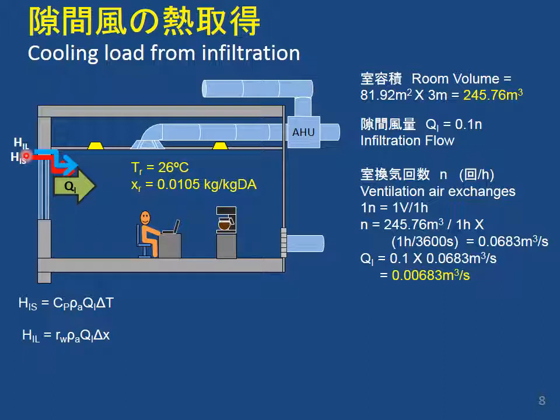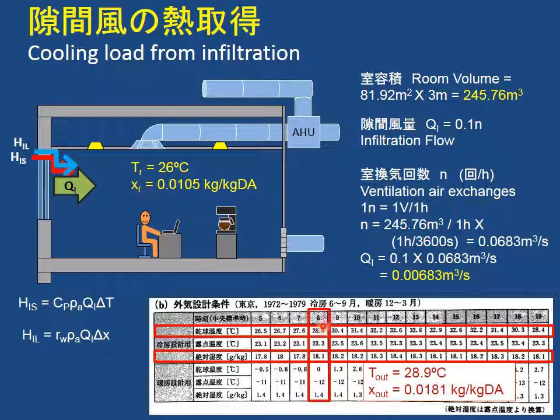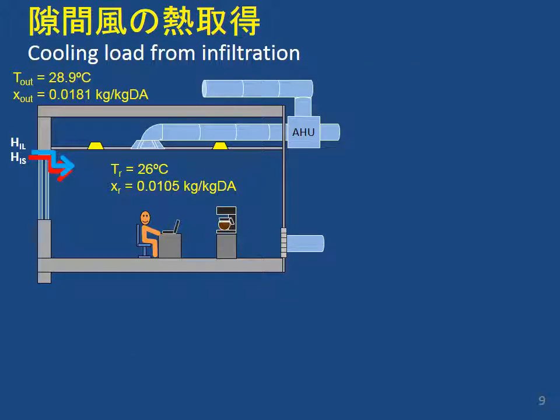There's two parts, the temperature difference and the humidity difference, the sensible and the latent loads. So the temperature difference, again we know the temperature difference for Tokyo in summer at 8 a.m. is 28.9 and 26. And the humidity difference from the absolute humidity, the absolute humidity is 18.1 grams, or 0.0181 kilograms per kilogram of dry air at 8 a.m. here. So those are the outdoor conditions and the indoor conditions, and we have to air condition this air into this air.